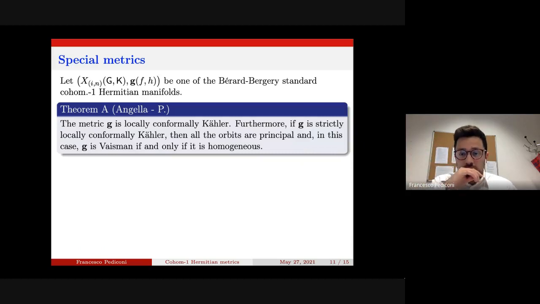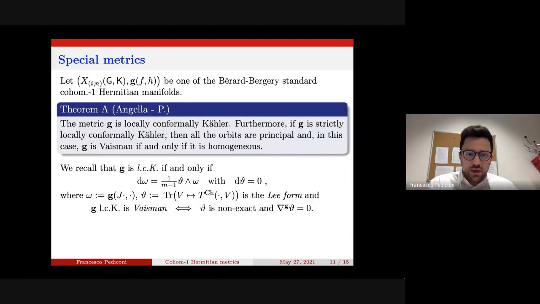Furthermore, if you ask that this metric is strictly locally conformally Kähler, then it follows that all the orbits of X are necessarily principal, and in this case, G is Weissman if and only if the metric is homogeneous. So let me say something about these conditions.